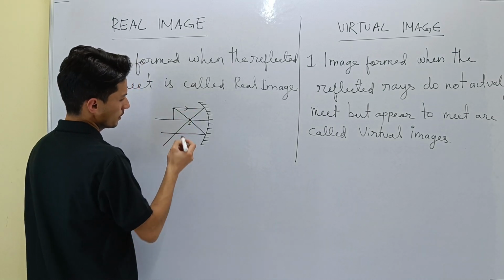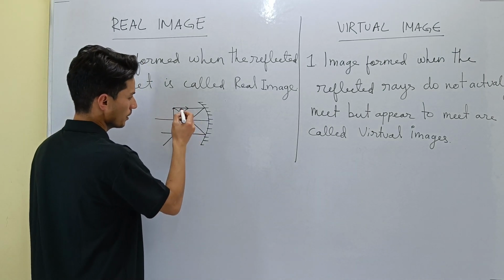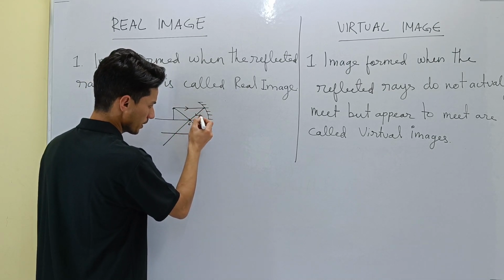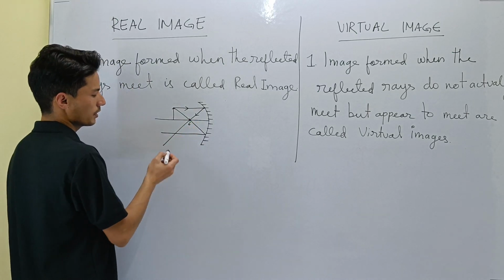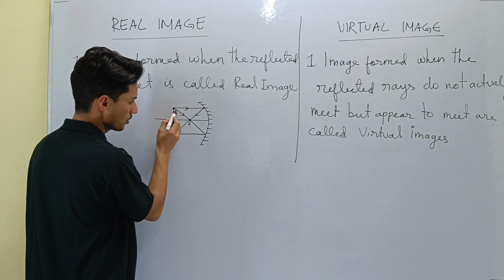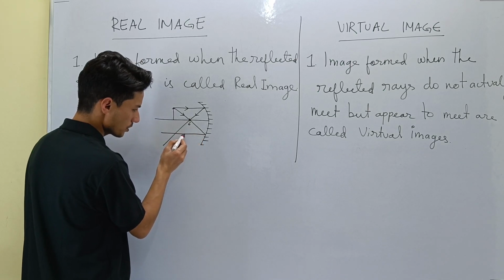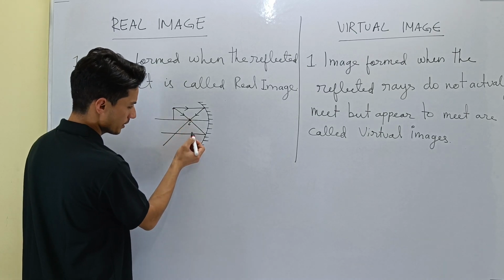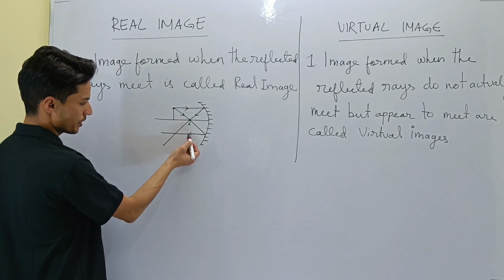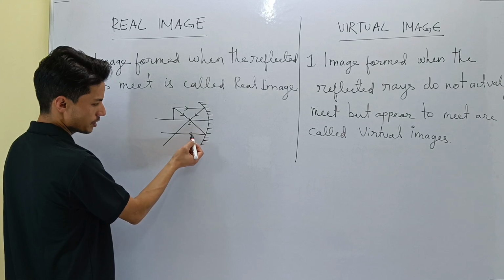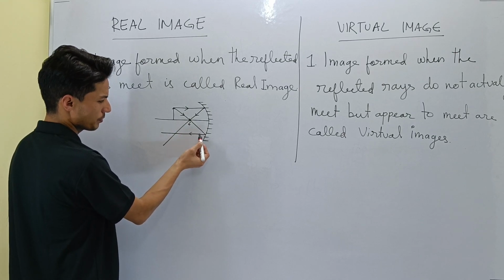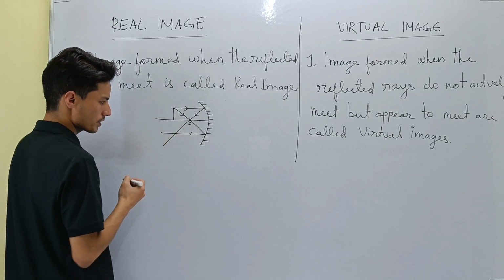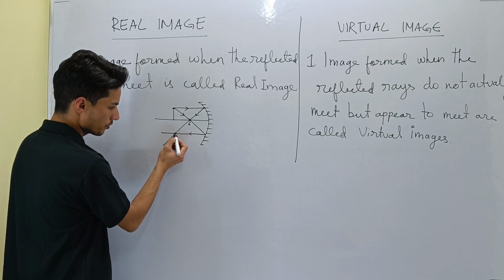See here, I have considered two rays. This is one ray, then this ray touches the mirror here, and then it reflects. So this is the reflected ray and it continues like this. The second ray goes down, passes through the focus, and then it goes away like this. Now here the two rays meet. The incident ray will become the reflected ray after touching the mirror. At this point the two reflected rays are meeting.